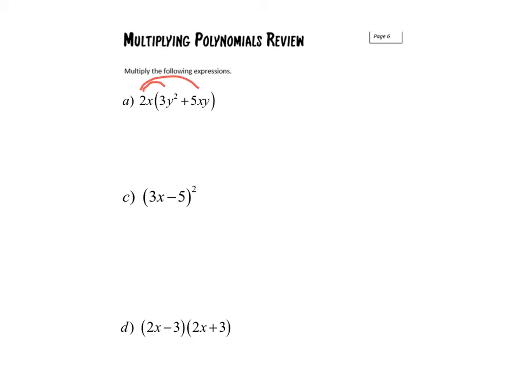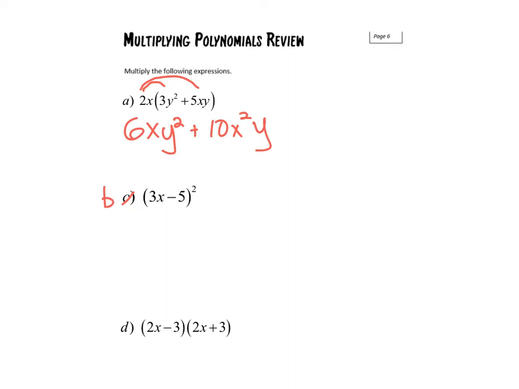We multiply the coefficients together, 6, and then the variables x, y squared. Now, we're going to distribute the 2x times 5xy. 2 times 5 is 10. x times x is x squared. And then we have y. Multiplying. This here, the second one, which this should be b.